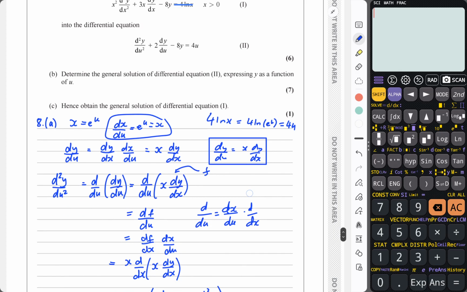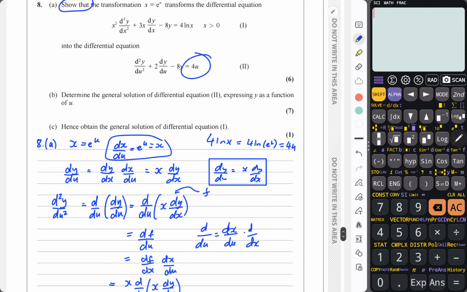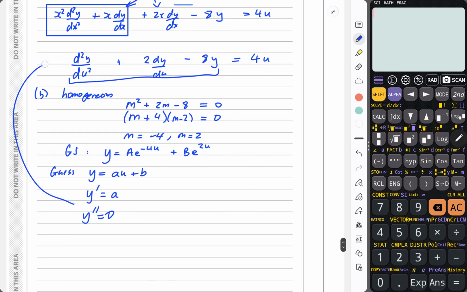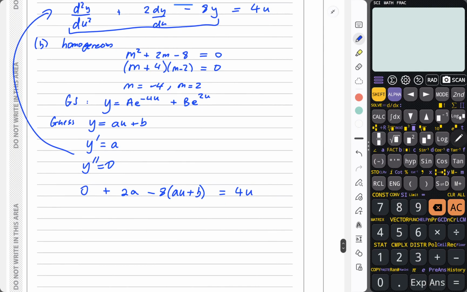So we also need to look at our right hand side to solve the inhomogeneous equation. Because it's a linear term, we need to guess a linear term. So I'm going to say y is equal to au plus b. If I differentiate that, I'm just going to get a, and if I double differentiate that, I'm going to get 0. And then I want to pop this into this equation here. So 0 plus 2 times a, and then minus 8 lots of y, 8(au plus b). And that's going to equal 4 times u.